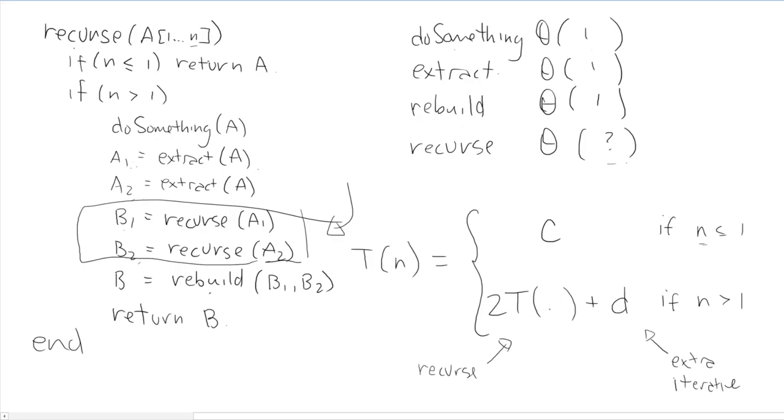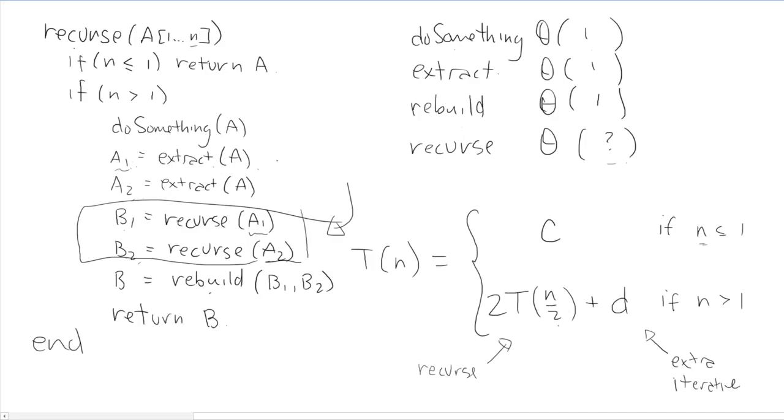The rule of thumb for recursion is it needs to get smaller and smaller and smaller, so that we eventually get down to the terminating case. So we want to see what are the sizes of a1 and a2. Now, in this code that I've written here, I haven't told you what extract does, because I wanted to leave it a little bit general. I sort of mentioned as I was talking that maybe what it does is pull out half of A. Let's assume going forward that that's what it does. It actually gets half of A. If it does get half of A, then we'll write n over 2.